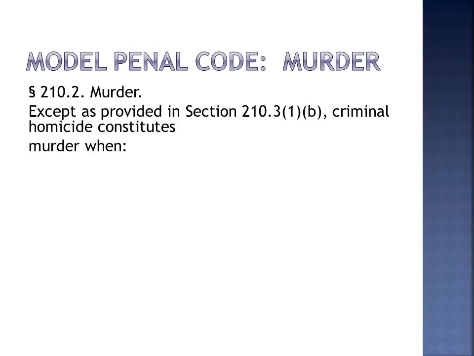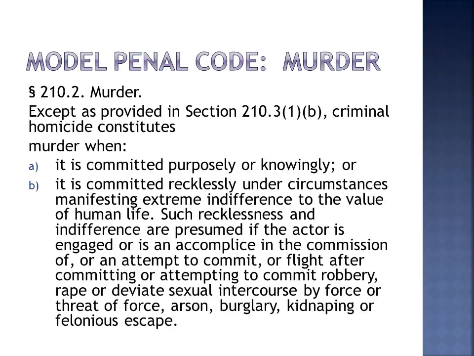The Model Penal Code defines murder as a homicide, so a killing of another person, causing the death of another person, that is done purposely or knowingly. So that's Part A, as you can see in this PowerPoint. So one way that you can be guilty of murder is if you purposely or knowingly cause the death of another human being. Don't worry about the exception that's mentioned in that first sentence. We'll get to that in just a couple minutes.